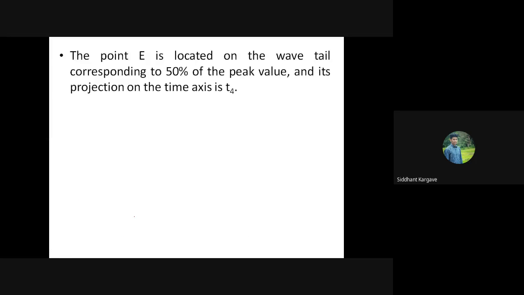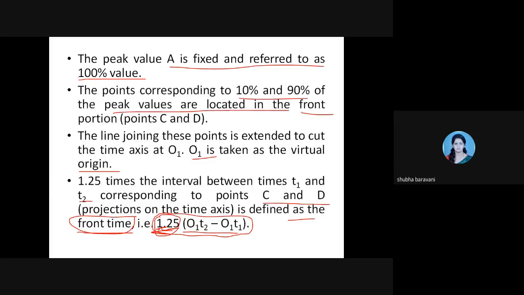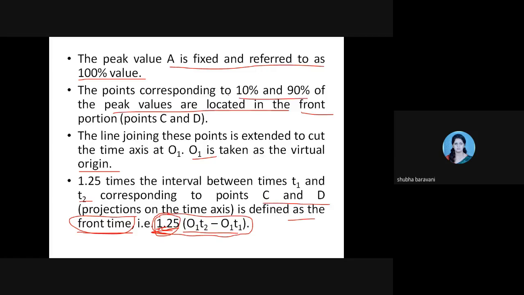Now you can see the point E. So this point E, see, this point E is located at what? 50% of the peak value. So this point E corresponds on the wave tail to 50% of the peak value, and its projection on the time axis is T4.